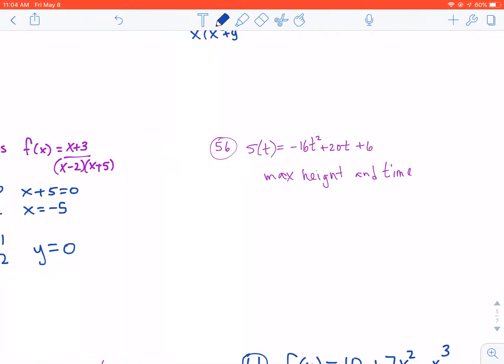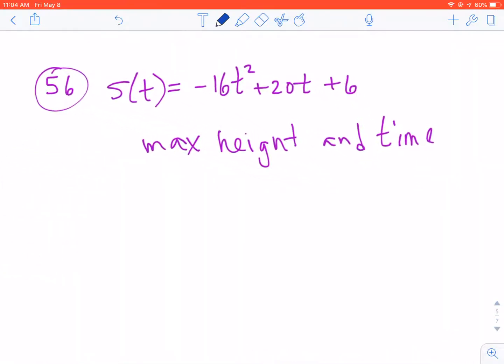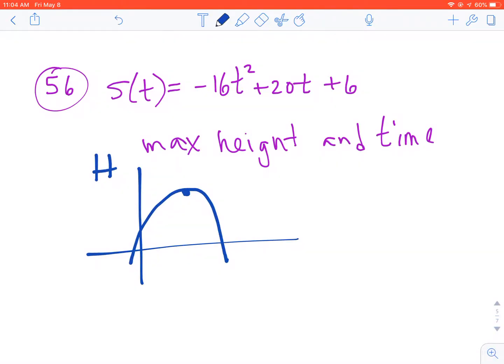All right, so maximum height and time. So I want the maximum. So the first thing I look at for this one, and you can read all the words up on top, I notice that this is an upside down parabola. And so I know the maximum height is going to be right here. Okay, so the height, if I were to graph this, the height would go on this axis, which is s, I should say, not h. S for distance, that's what they use in physics. And then t is my time at the bottom. So I'm looking for this point right here. I'm looking for these coordinates, which is my vertex.